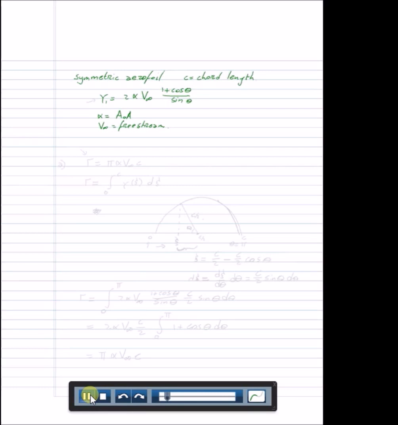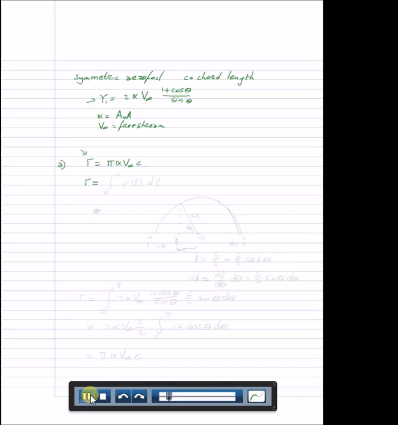Right. So question A is: show that the circulation can be given by Gamma is equal to pi alpha V infinity C. So we need to prove that we can actually derive that. We know that there is a relation between the vortex sheet strength little gamma and the circulation big Gamma. So we need to first write that relation down.